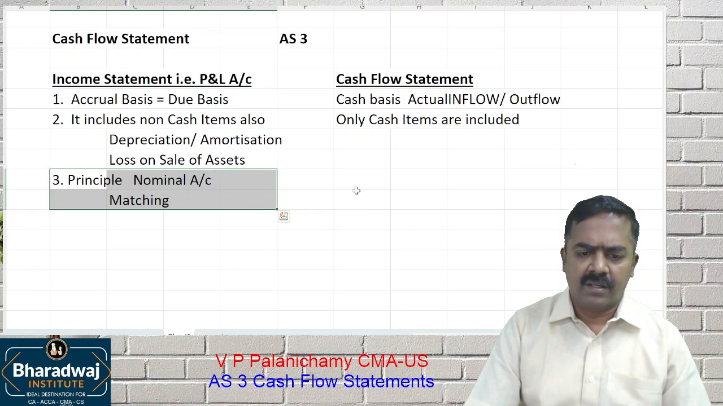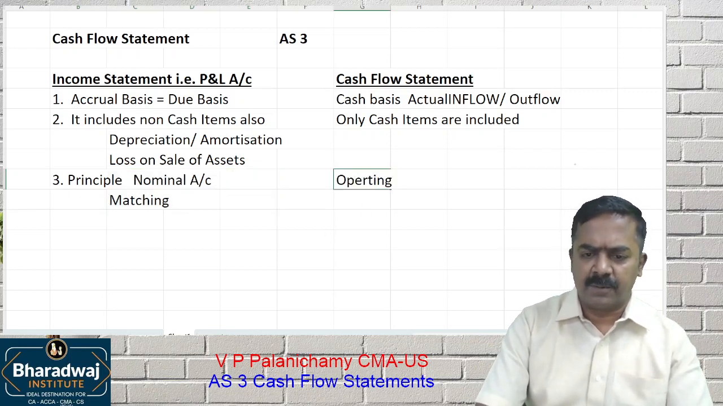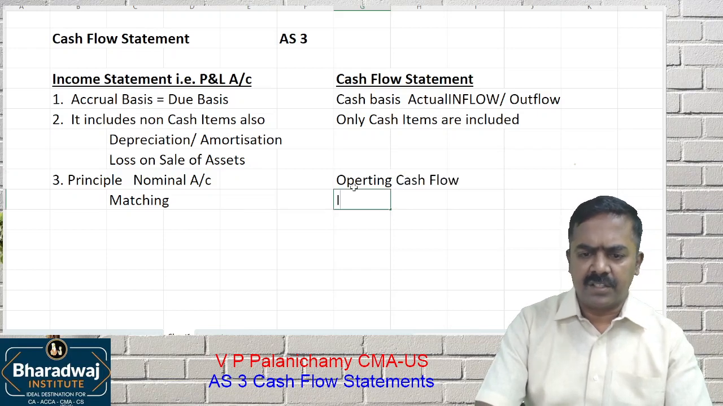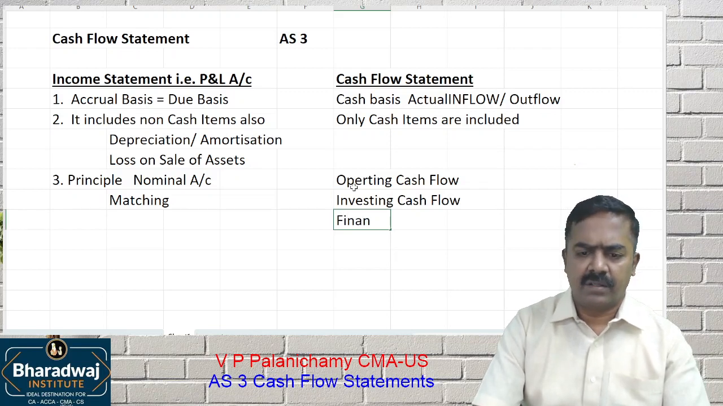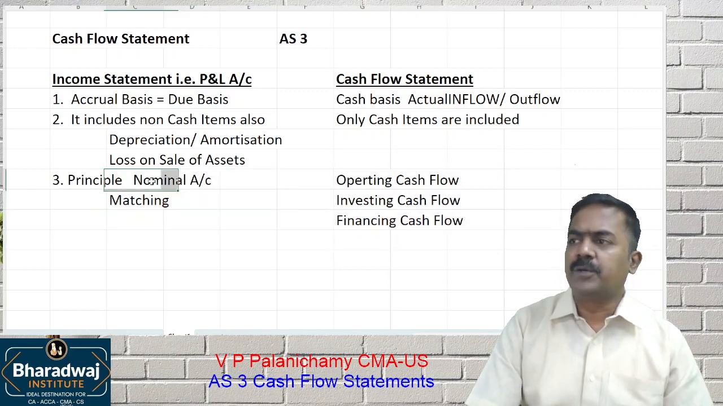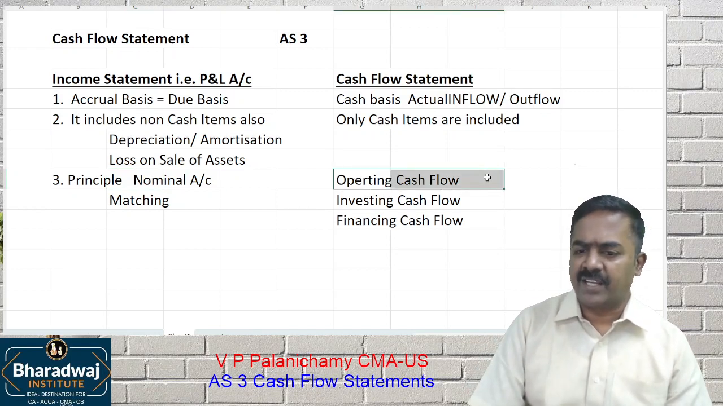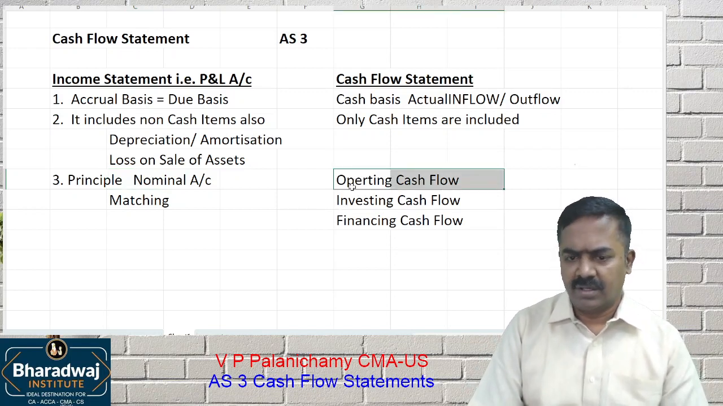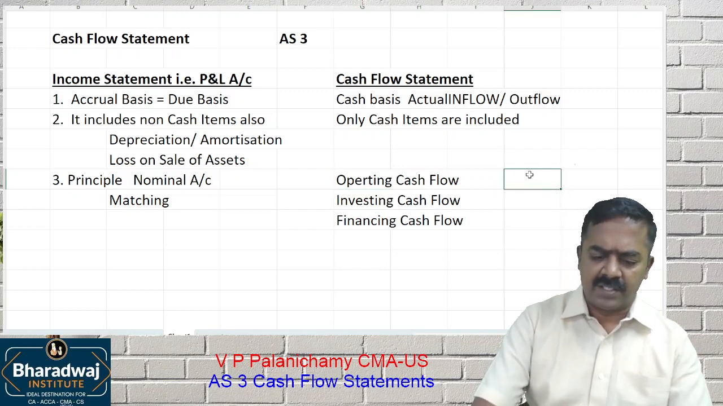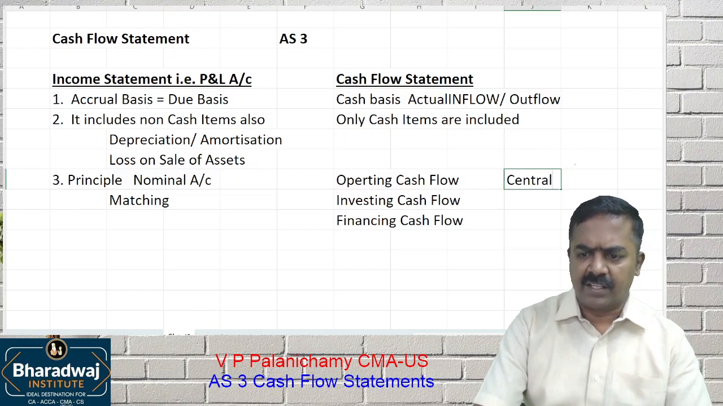That is the principle of preparing which one? Income statement. But cash flow statement is based on the principle, is it operating cash flow? Or is it which one? Investing cash flow? Or is it which one? Financing cash flow. Here we are not going to do based on nominal account, real account and personal account. It is based on from where cash comes in, where cash goes out. Operating cash flow means by doing business. Or you can call it a central business activity.